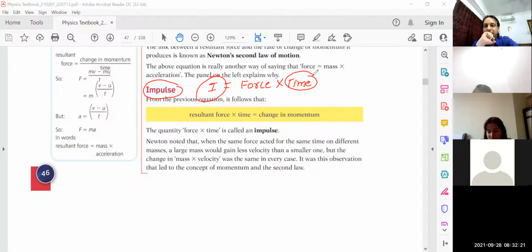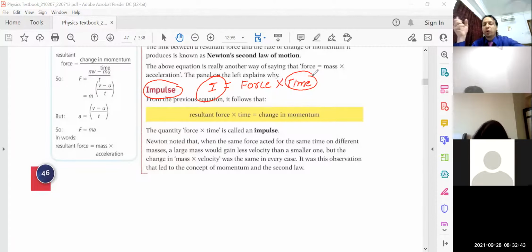Another example, when we hit a nail with a hammer, when we strike a nail with a hammer, the force applied by the person on the nail is for a very, very short duration of time. So these are a few examples, children.